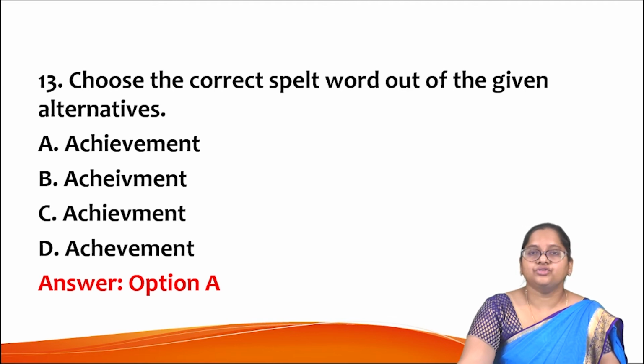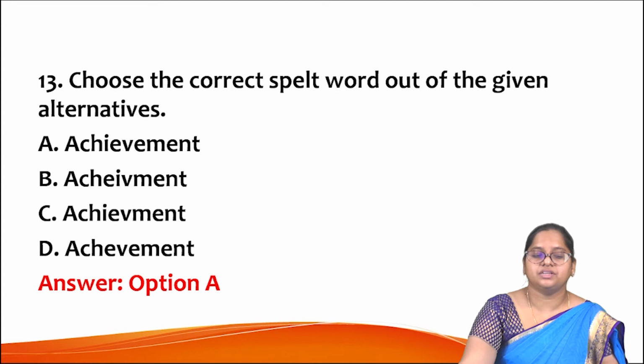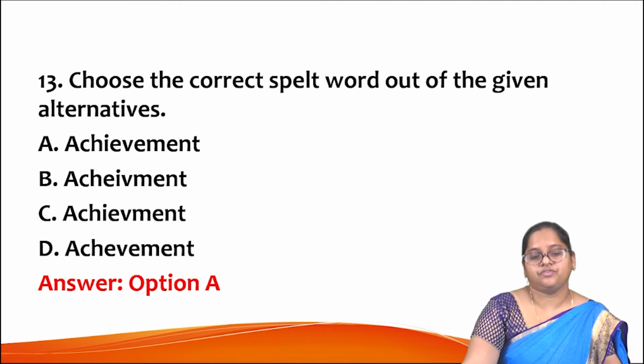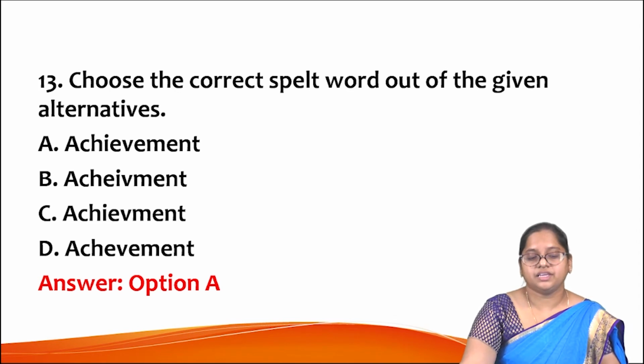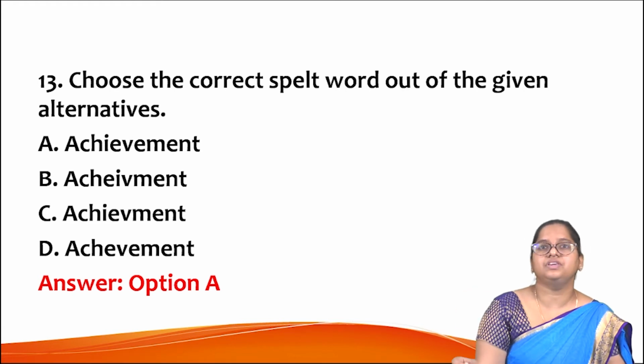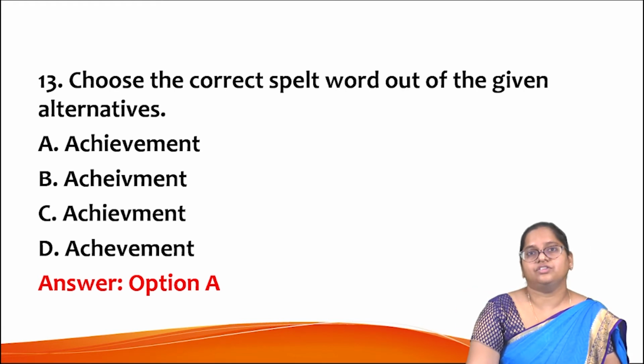13th question. Choose the correct spelled word out of the given alternatives. A, B, C, D. Achievement. Achieveement. Achevement. So you say achievement. So option A is the right answer.